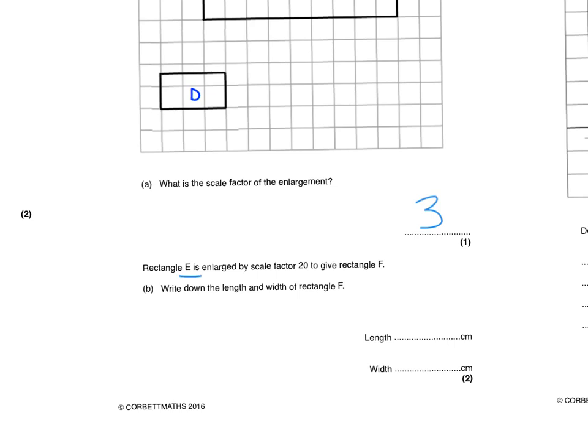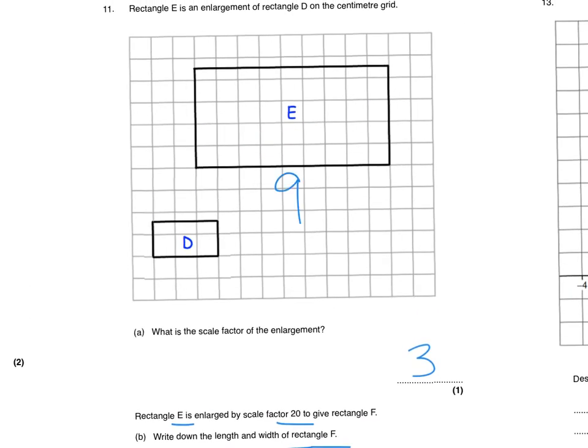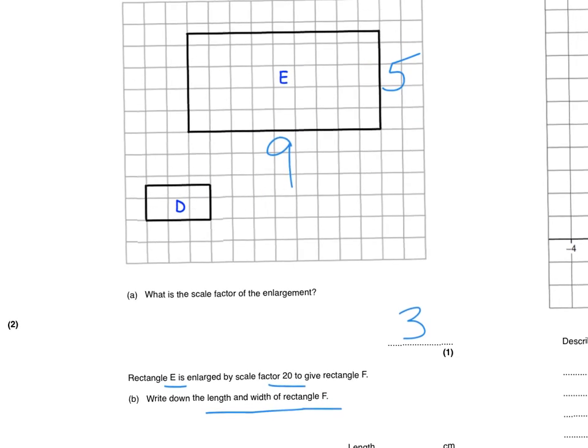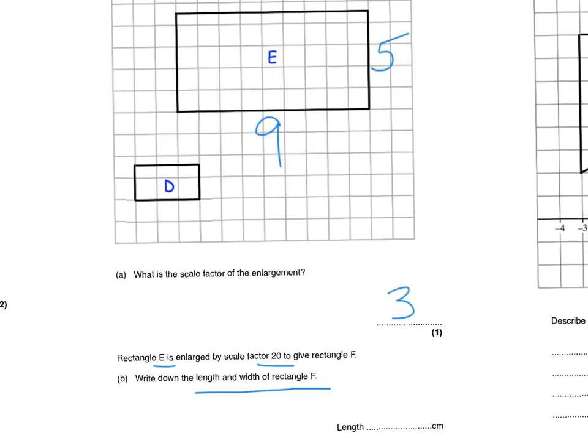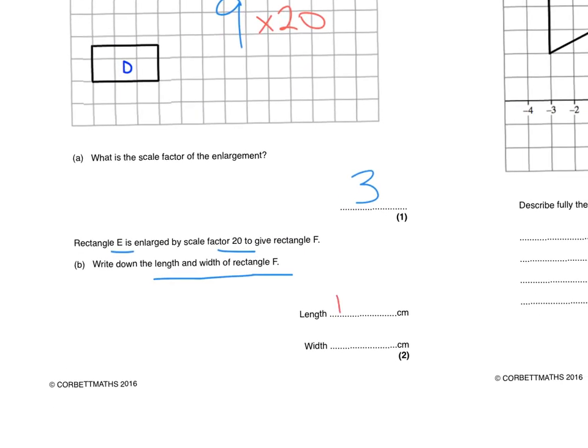Rectangle E is enlarged by a scale factor 20 to give F. Write down the length and the width of rectangle F. Well, if this is 9 wide and it is 1, 2, 3, 4, 5 tall, and the scale factor is 20, I just have to multiply both those numbers by 20. So the width is 180 and 100. Okay.